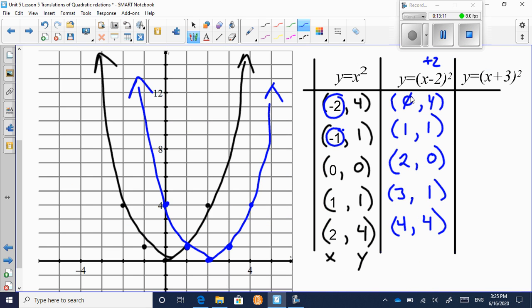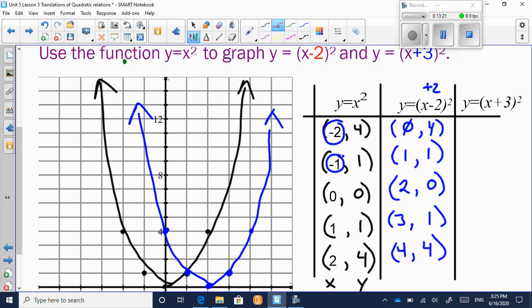A lot of you will say, oh, Mr. Webster, I want to move that parabola to the left. But you don't. You move it to the right. You do the opposite when it's inside the brackets. Okay, let's do the next one.